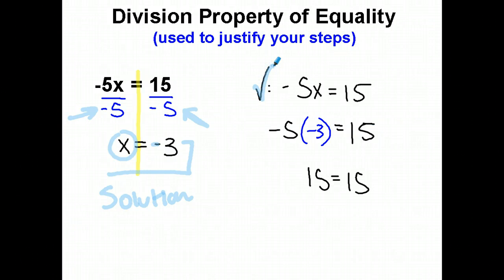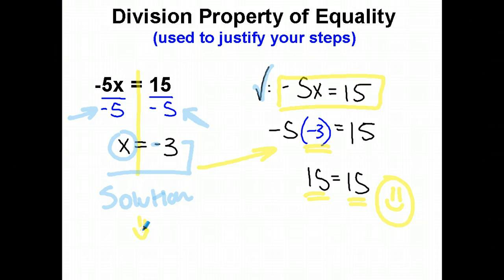So remember, it's super important that I recopy the original equation exactly like it started. So -5x equals 15. Then we substitute in that solution that we got over here, and we evaluate both sides. Remember, evaluate just means we follow the order of operations and we do whatever math is necessary. So you can see we did that here. -5 times -3 equals 15. 15 equals 15 is a true statement, so that tells us that we know that this solution's correct.